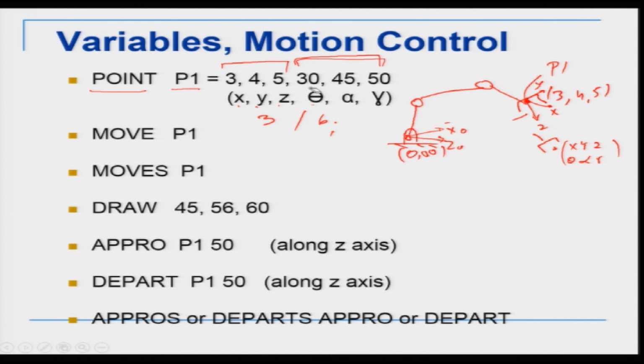Now, once we have defined a point in space, for example, I have defined my point P1 at some point and I want to move to P1, then I should be able to move to that point, and the command for moving the end effector to that point is essentially move P1. So, move P1 essentially takes the robot end effector to the point P1. P1 has already been taught here. Okay.